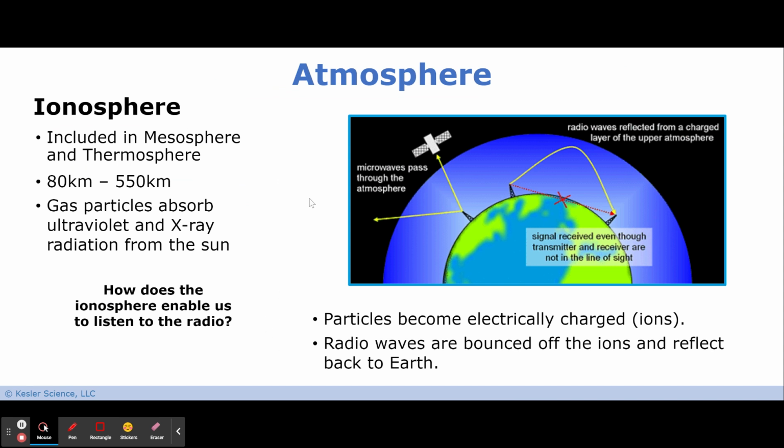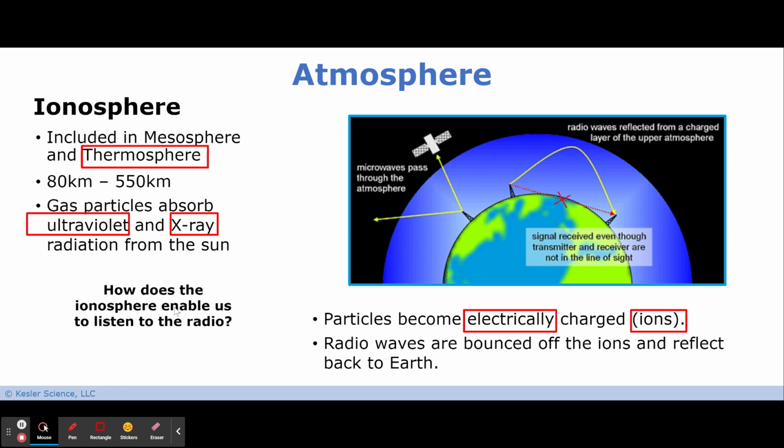All right. Next section, ionosphere. It is included in the mesosphere and thermosphere. Gas particles absorb ultraviolet and X-ray radiation from the sun. Particles become electrically charged ions, which you remember. I don't know if you remember this, but this has been forever. We learned about ions way back when we were doing elements. Radio waves are bounced off the ions and reflect back to Earth. You do need to know a lot of things from this slide, so I would highlight a lot.